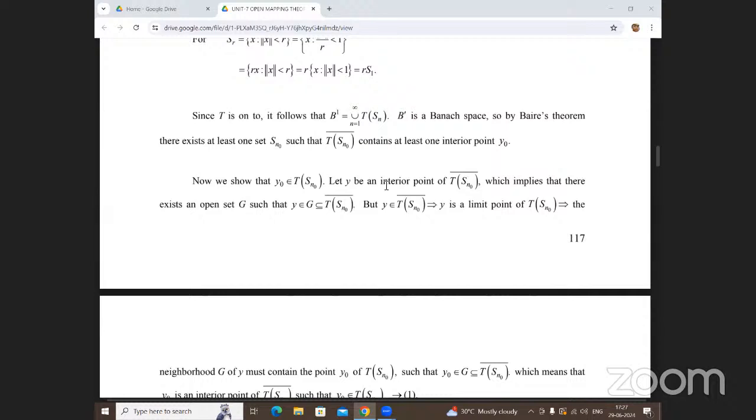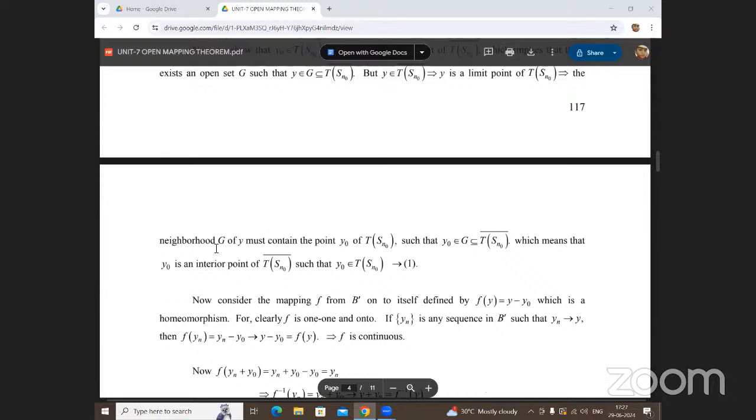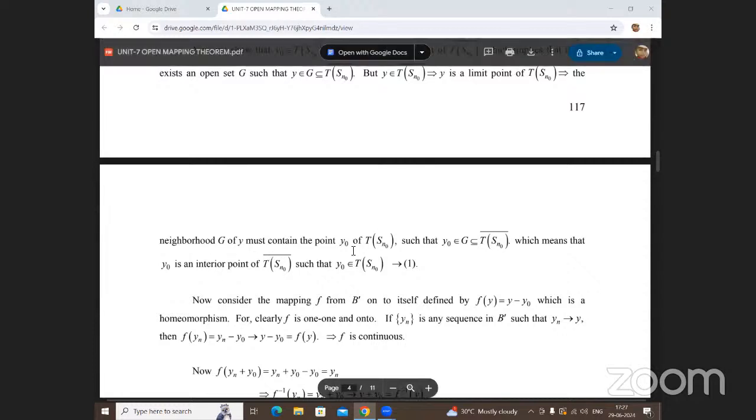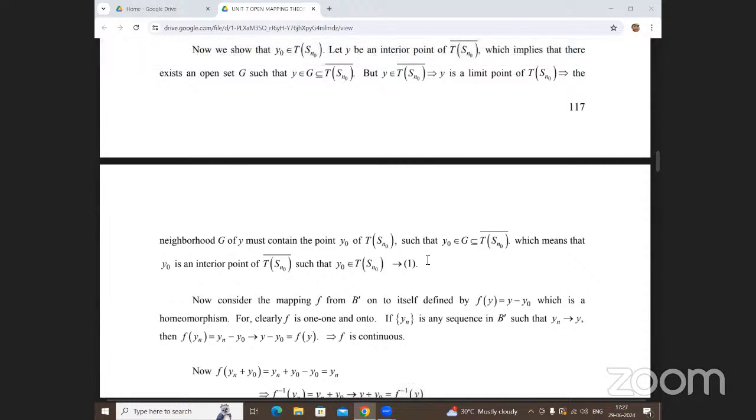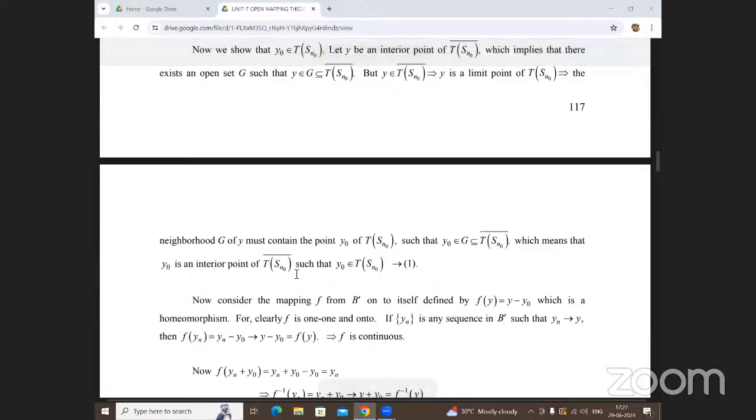So here, particularly, Y0 is a limit point of T(Sn0). The neighborhood G, already recently discussed here, is an open set, a neighborhood of Y, and must contain the point Y0 of T(Sn0). So finally, Y0 is also an interior point, containing G. That is also contained in or equal to the closure of T(Sn0), which means that Y0 is an interior point of the closure of T(Sn0).